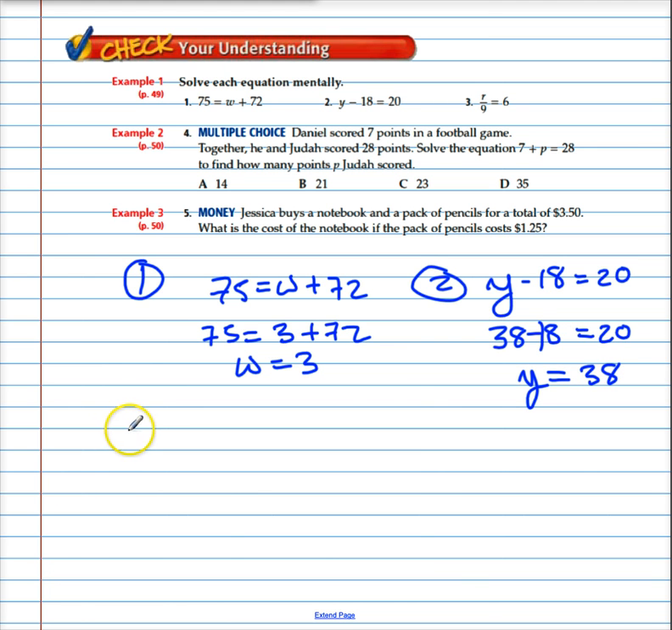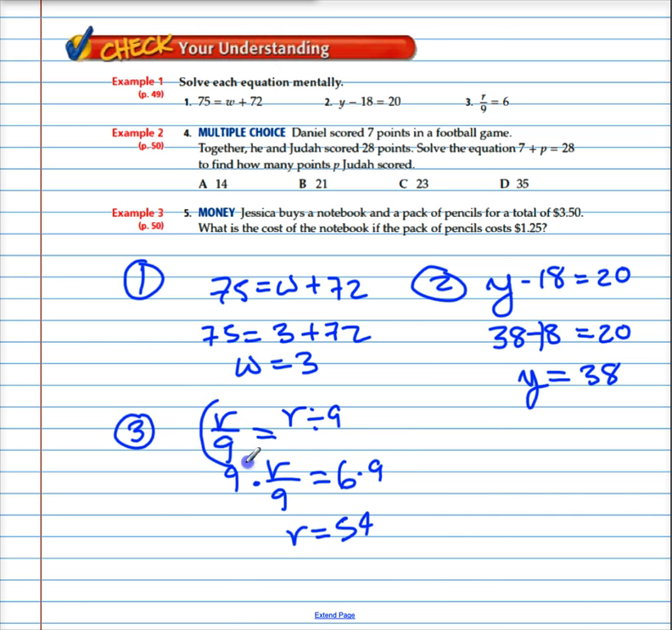Number 3, it says R over 9. What that means, people, is R divided by 9. We could write it like this, but this is how we write it algebraically. It doesn't make any difference. So R divided by 9 is equal to 6. What we do know is that to find out what R is by itself, we have to multiply it by 9. We multiply this side by 9. We get R equals 54, because we know that 54 divided by 9 equals 6.